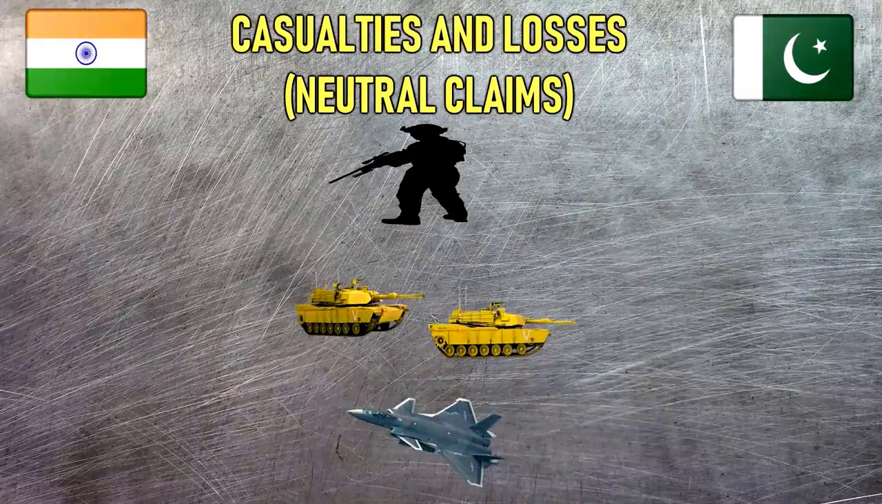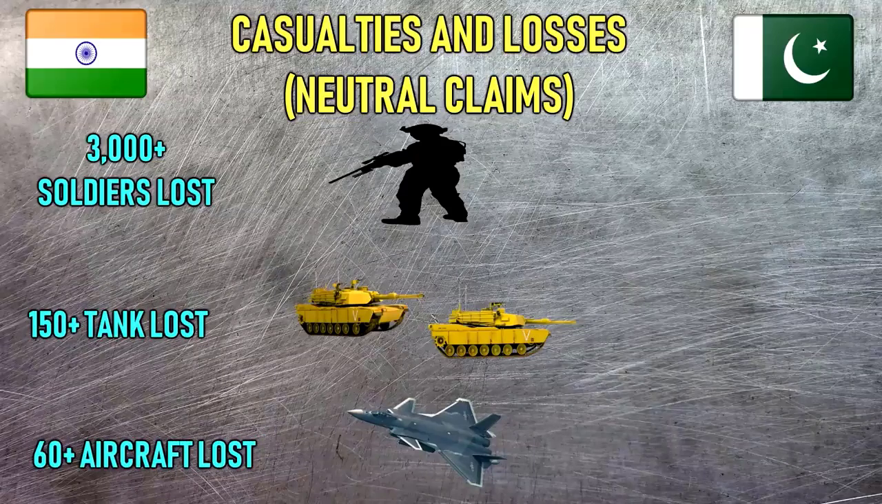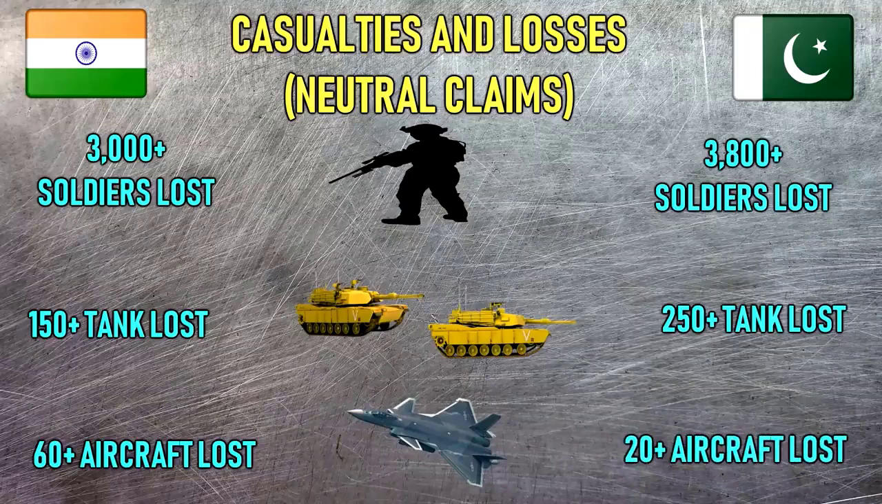Casualties and losses. Neutral claims. India, 3,000 plus soldiers killed, 150 plus tanks lost, 60 plus aircraft lost. Pakistan, 3,800 plus soldiers killed, 250 plus tanks lost, 20 aircraft lost.